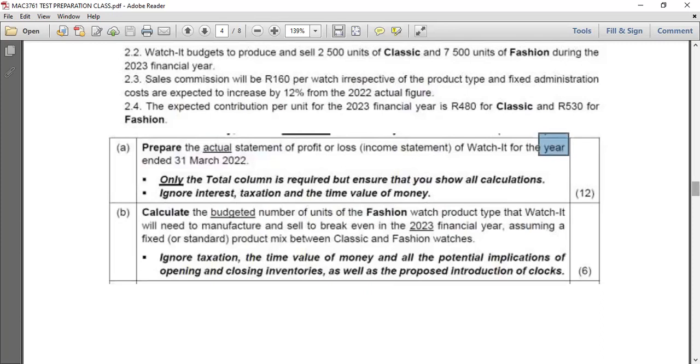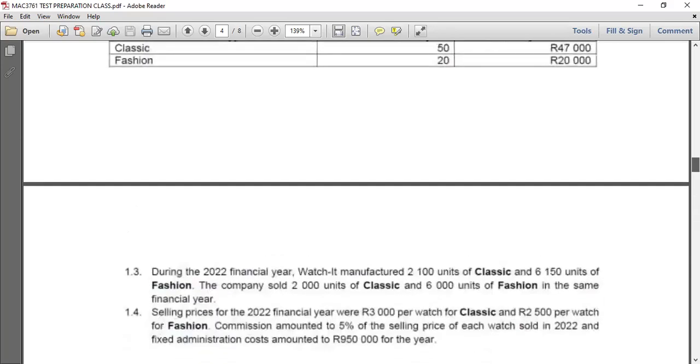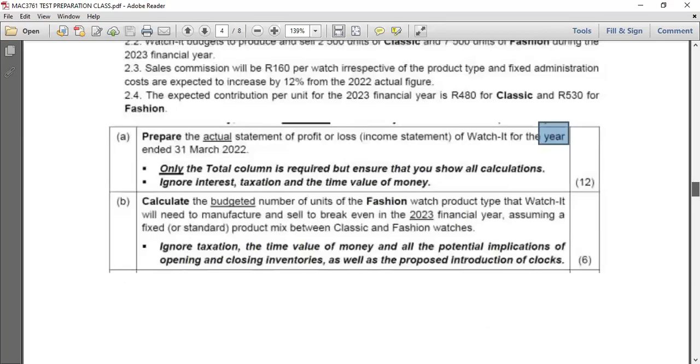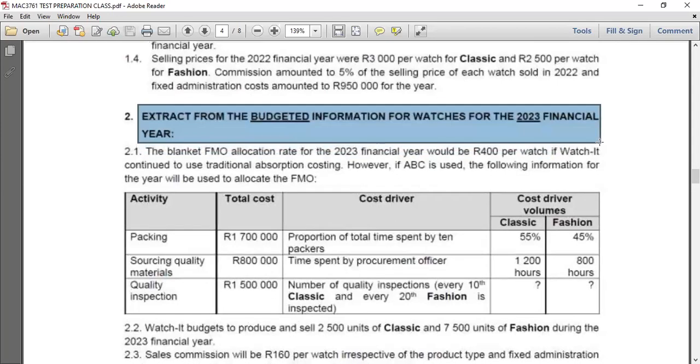Right. So we're going to answer this question according to absorption costing. Then, if it allows us, we can also try to do it using direct costing, so that we are able to know both approaches. Already I know that this is for 2022, so I know that this information here is irrelevant.